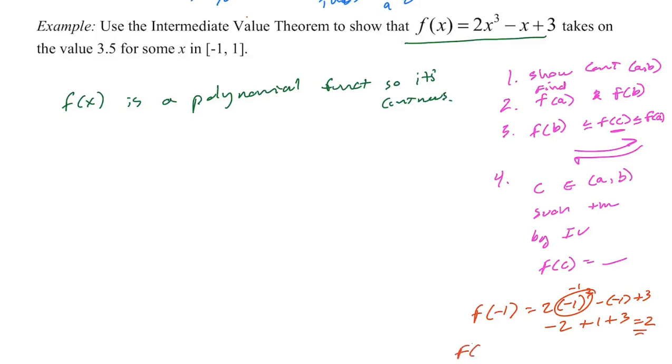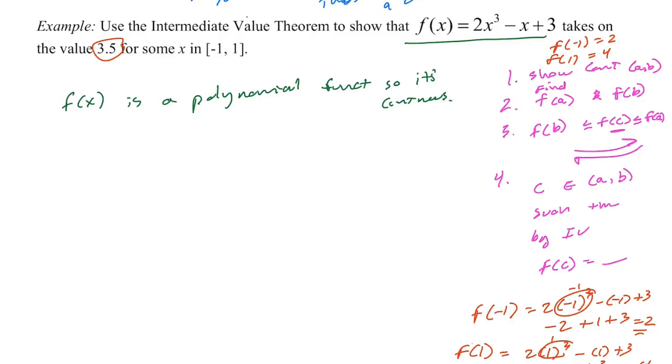Let's see what f of 1 gets us. 2 times 1 cubed minus 1 plus 3. So 2 minus 1 plus 3, and that gets us 4. So f of negative 1 equals 2, and f of 1 equals 4. And does our value fit in between that? Yes, it does. So we're set.